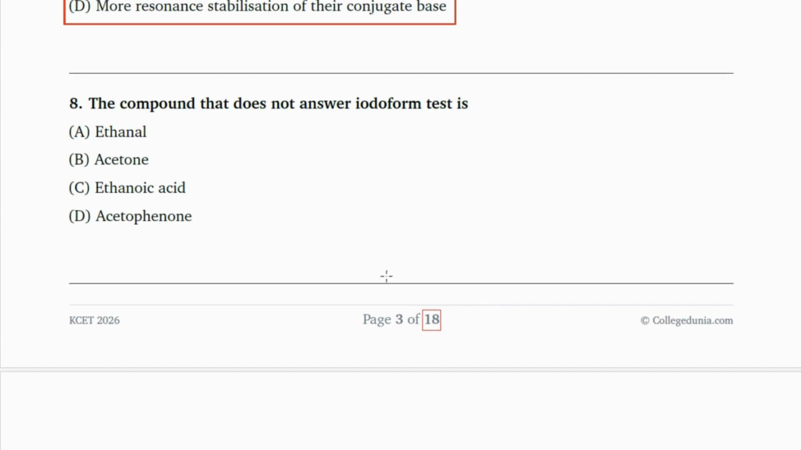Question number 8. The compound that does not answer the iodoform test is ethanoic acid. This is because it does not contain any methyl keto group or methyl hydroxy group attached to a carbon. So option C is the right answer.